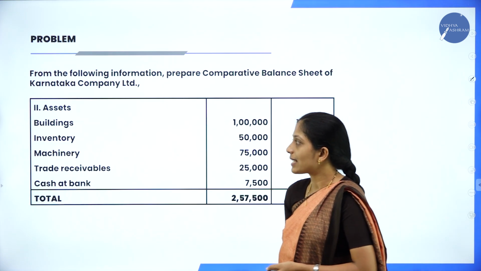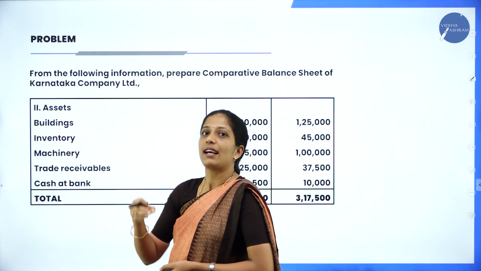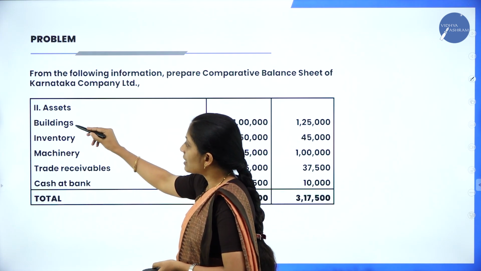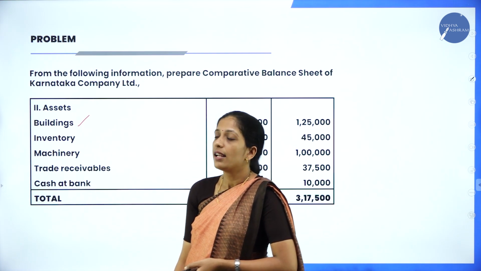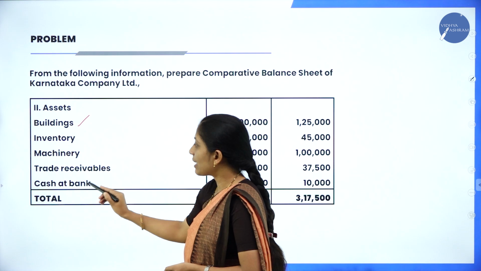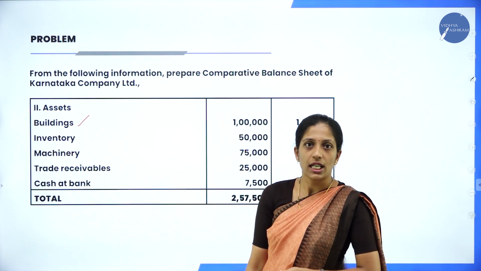Okay, next we have assets. Under assets, the first one is non-current assets. Under that, fixed assets. In fixed assets we have building and machinery. So these are the two assets. Next, current assets we have inventory, trade receivable, cash at bank. Cash at bank comes under cash and cash equivalents.